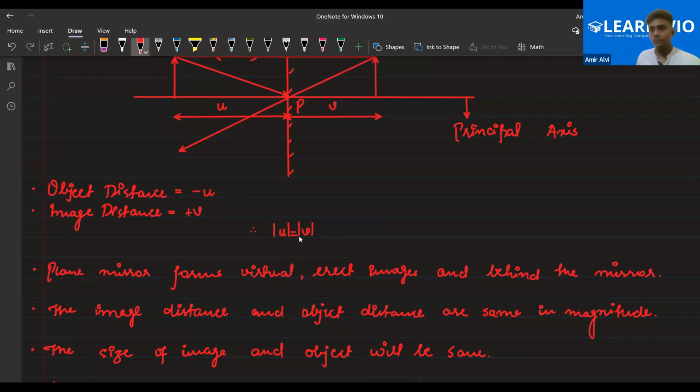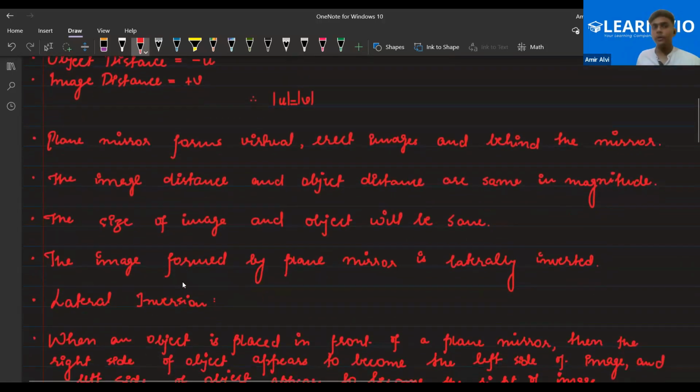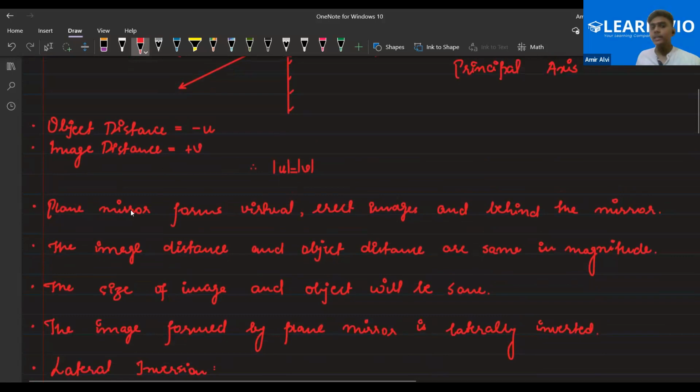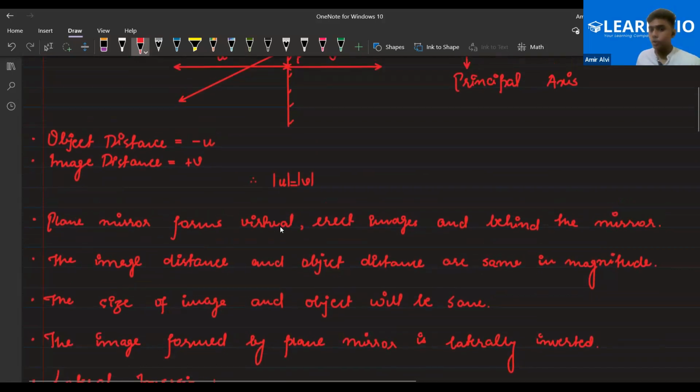Clear, everyone? Yes. That's great. So if we talk about the characteristics, a plane mirror always forms virtual erect images behind the mirror. The image is always formed behind the mirror. You must have seen yourself in the mirror: you see as if there is another world behind the mirror. That is why the phrase behind the mirror is used.